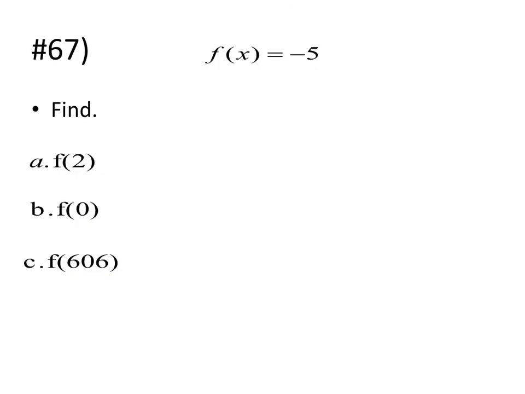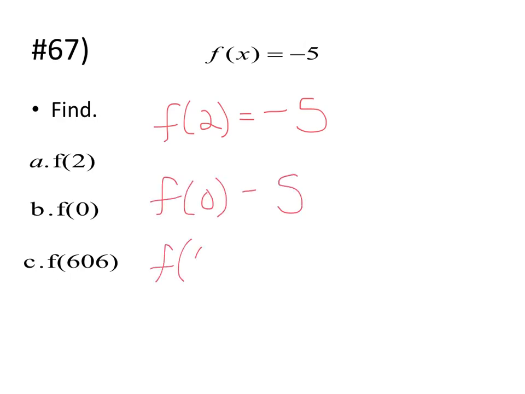Last one here. Okay, f of x is equal to negative 5. So they want f of 2. Everywhere there's an x, I'm going to put in a 2? Well, there are no x's. So f of 2 is negative 5, f of 0 is negative 5, and f of 606 is negative 5. Because notice, there are no x's for me to plug anything into. So your answer for all of them is just going to be negative 5.